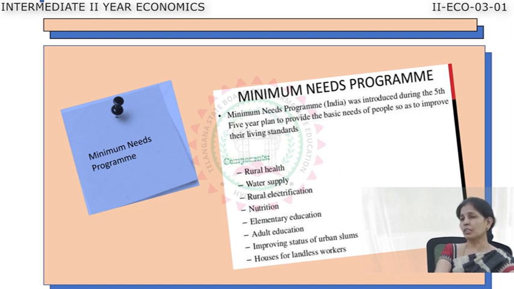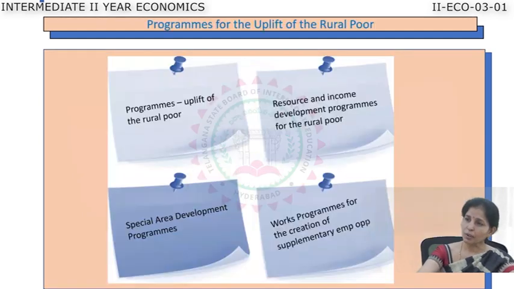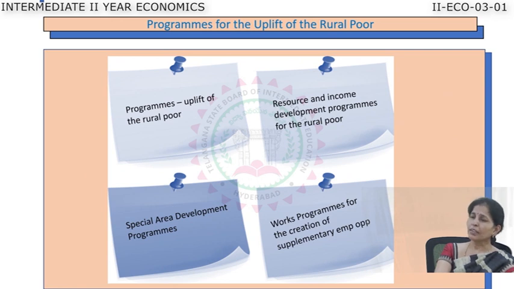The basic education, adult education. When I talk about adult education, it is with regard to farming, with regard to any industries or any education which is about empowering the skills and efficiency of the farmers if it is a rural area, and also family planning education, improving the status of urban slums and houses for the landless workers. The next one we have is programs for the uplift of the rural poor.